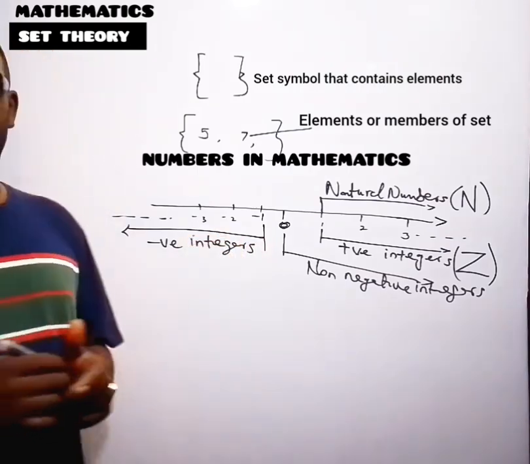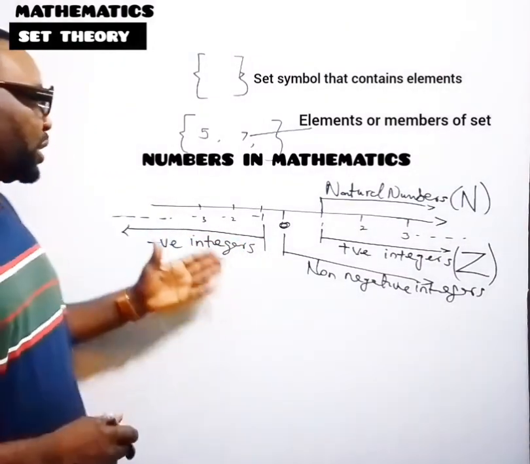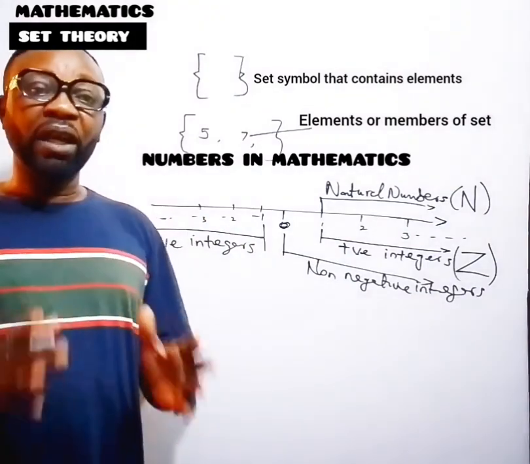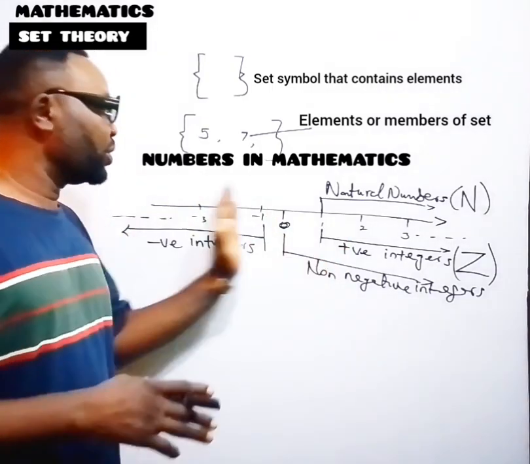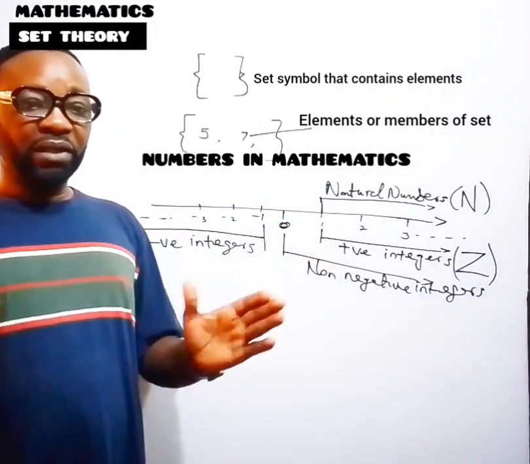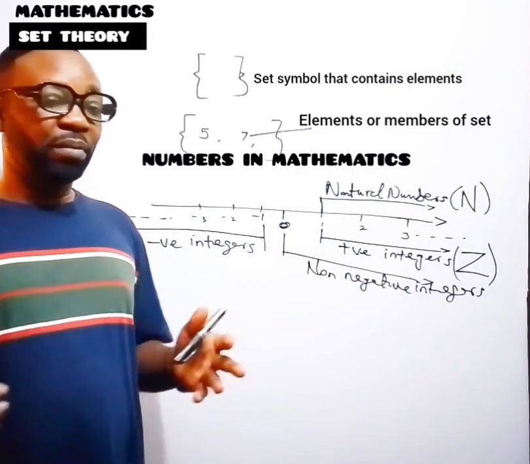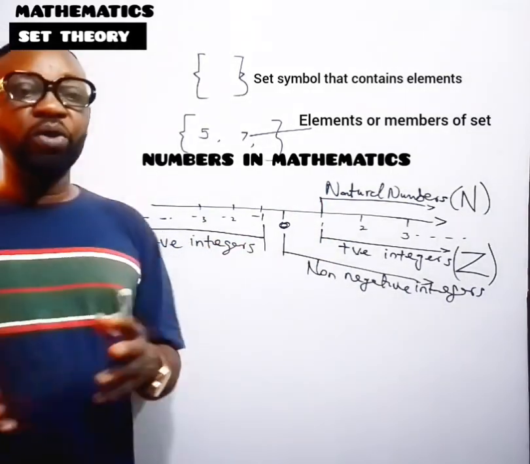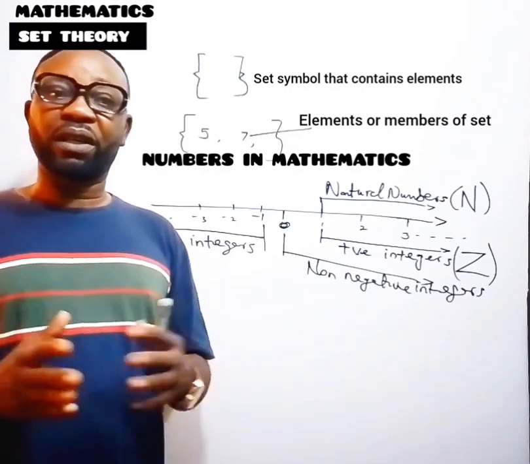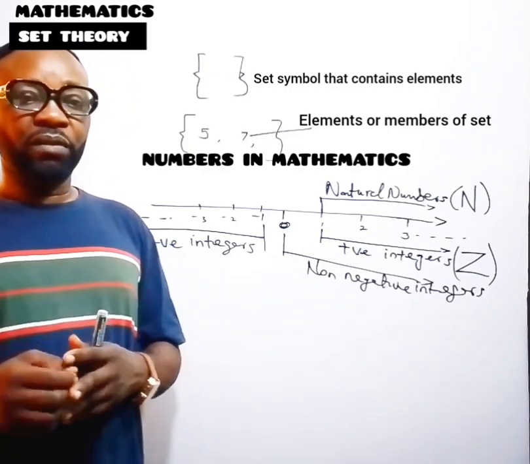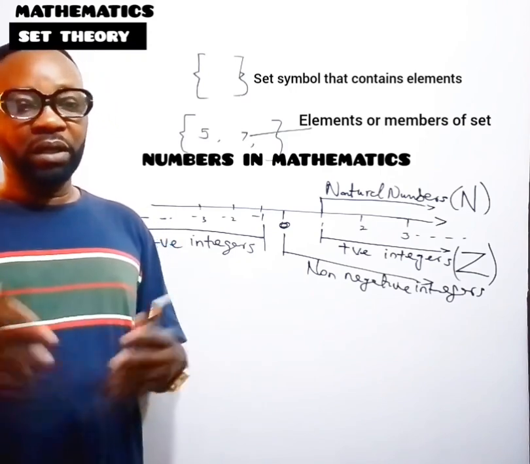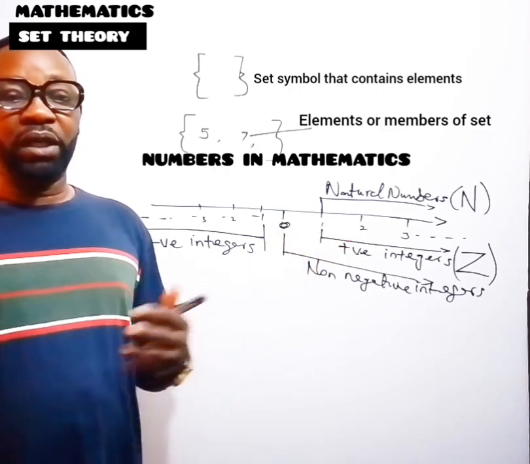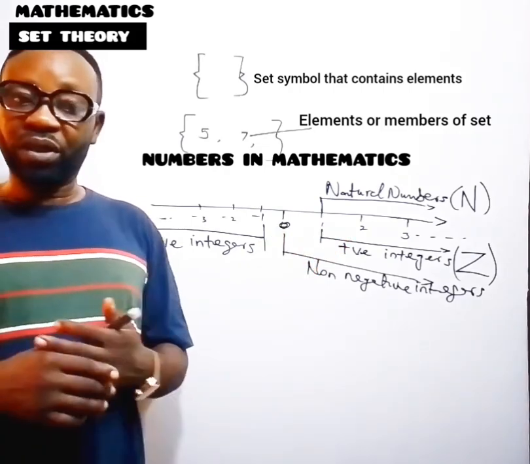Negative integers. These are the set of numbers that I'm going to stop here as far as the numbers in this regard are concerned, making use of this number line. I can still talk more and more about numbers, but I'm going to talk about those ones that are important as far as set theory is concerned. We can still talk about rational numbers, non-rational numbers, and so on and so forth.